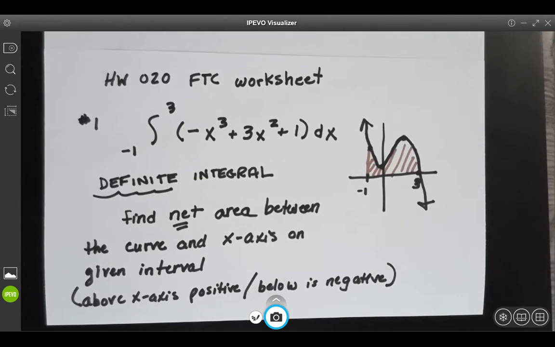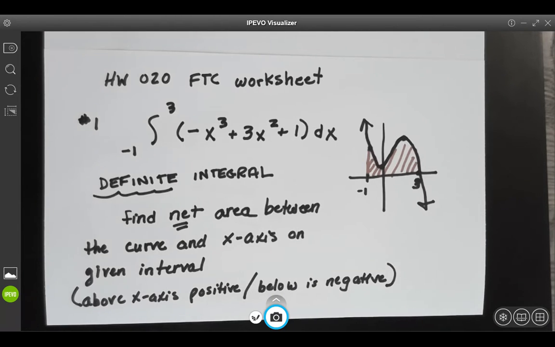And remember, above the x-axis is positive and below the x-axis is negative. So for this problem, everything is going to be positive. But the definite integral is finding that net area, not really the total area, but the net area. That differs from last section, where we just estimated that using a right or left Riemann sum.